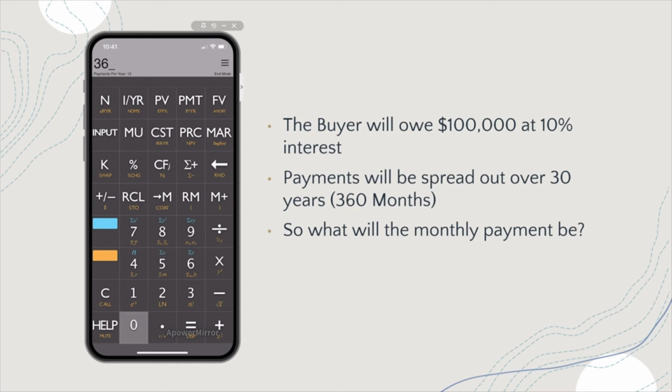Type in 360 months and hit that N button, and that gets locked in there. Next is the interest rate, which is 10%, so just type in 10. Next is PV, or present value, which is the present value of the loan at that time, which at the beginning of the loan is $100,000. So we type in 100,000 here, and then we are solving for the payment. All you need to do is hit PMT, which turns it into 877.57 as a monthly payment.